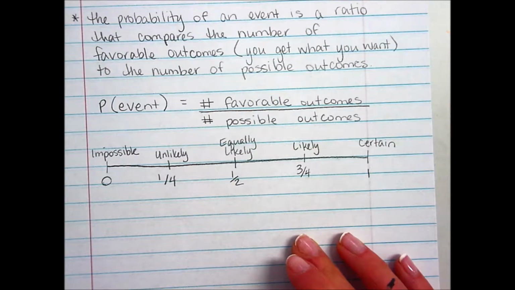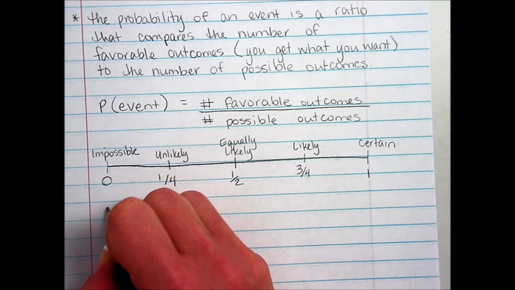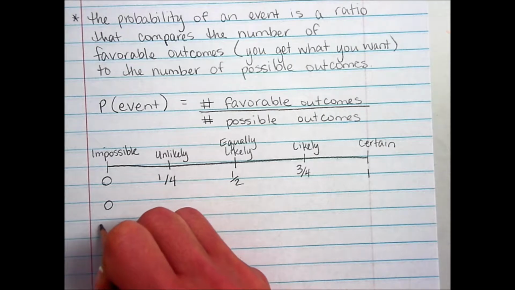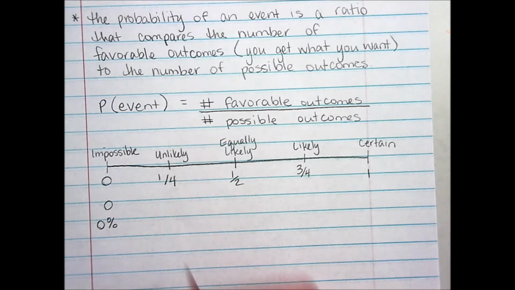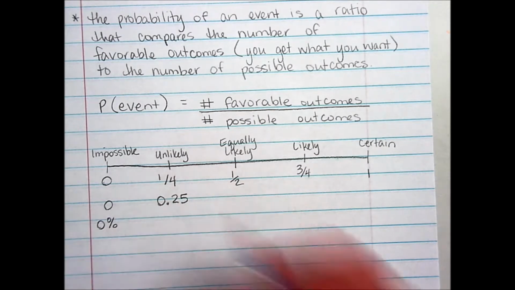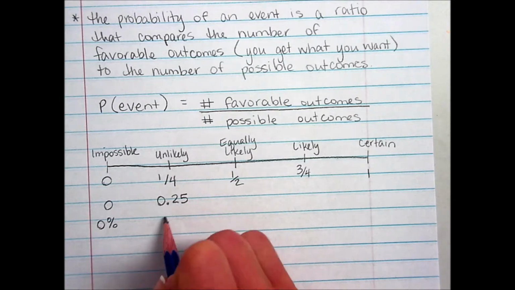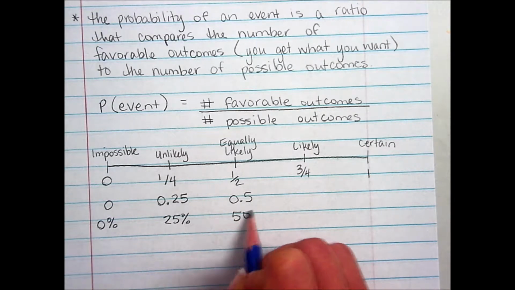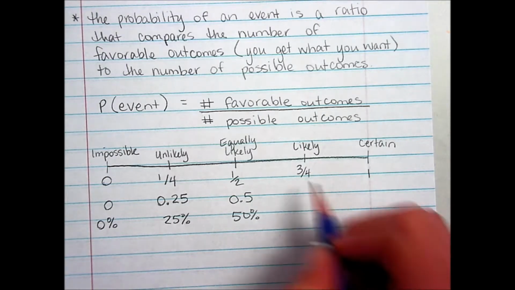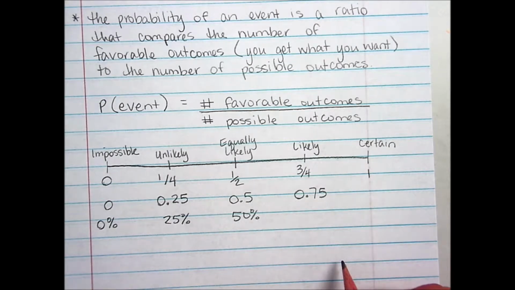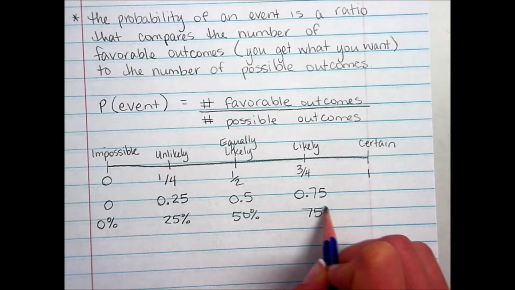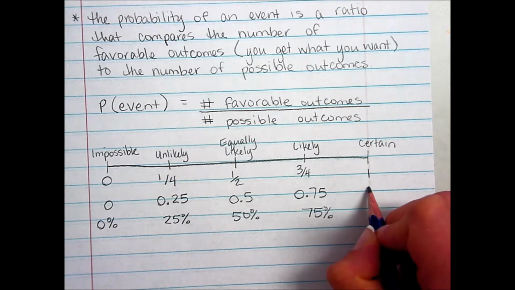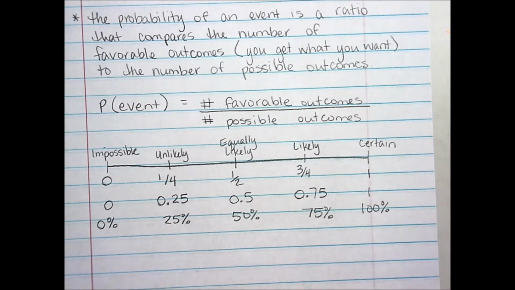All of these can also be represented as decimals and percents. So, of course, 0 as a decimal is just 0. And that's also 0%. Unlikely is 0.25, 25 hundredths. Now to write that as a percent, remember you bump that decimal. So it would be a 25% chance of happening. 1/2 as a decimal is 5/10. And if we bump, that would give us a 50% chance of happening. 3/4 is 75 hundredths as a decimal. Bump would give us a 75% chance of happening. 1 as a decimal is just 1, and that is a 100% chance of happening.